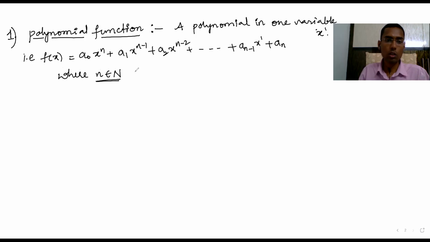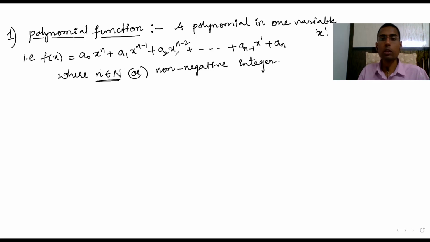Okay, or you can say even like this, non-negative integer. All the powers should be non-negative integers. Simply, all the powers should be... here, n is a whole number. I write n, n minus 1, n minus 2, all are whole numbers.